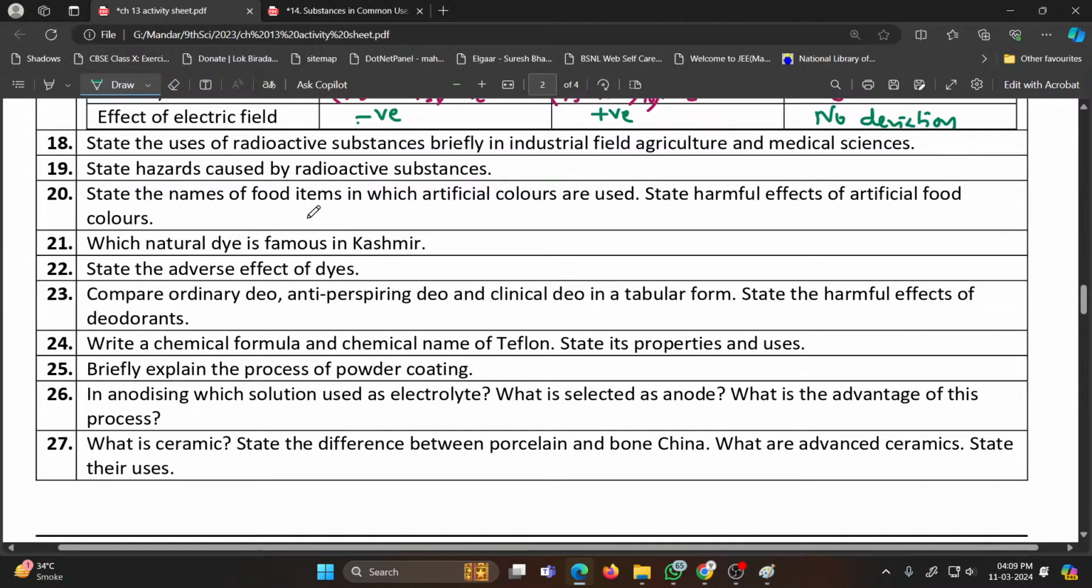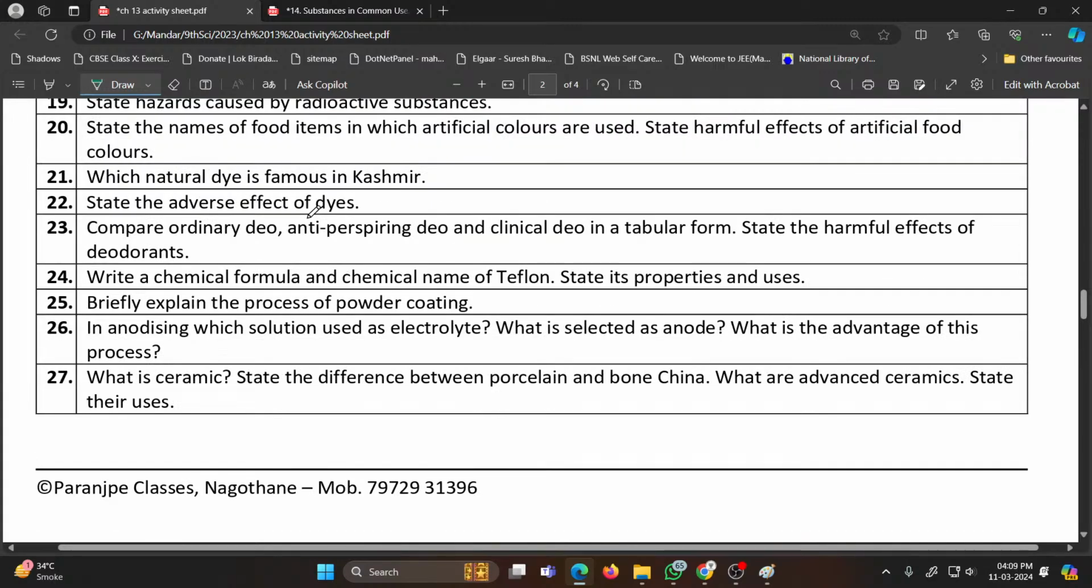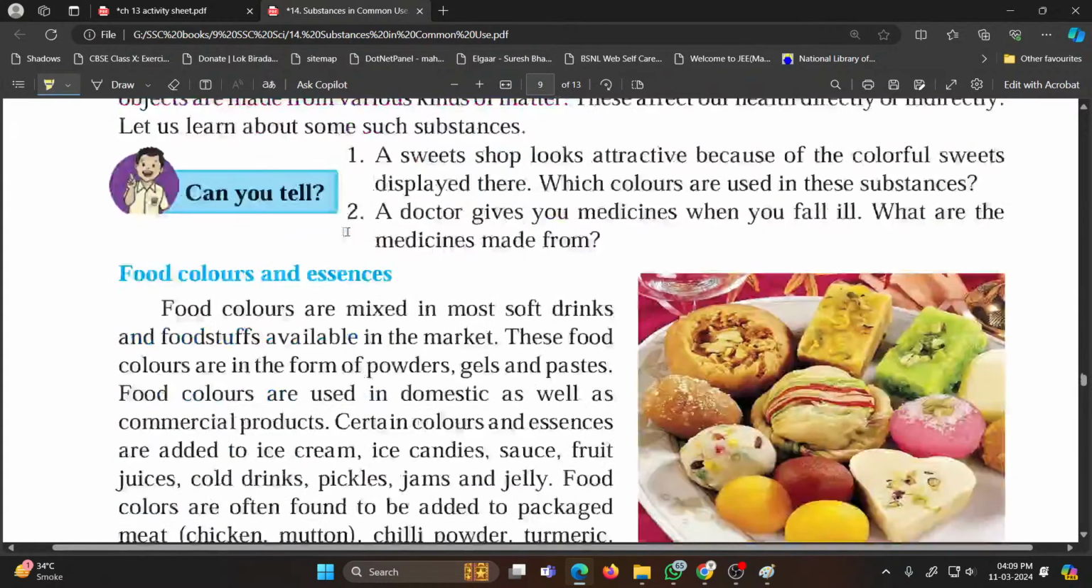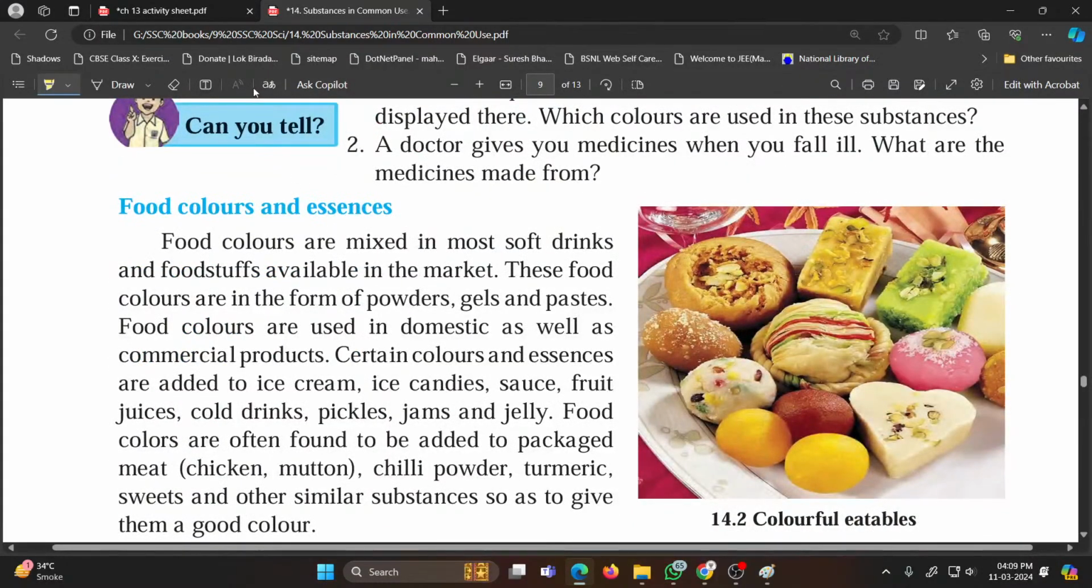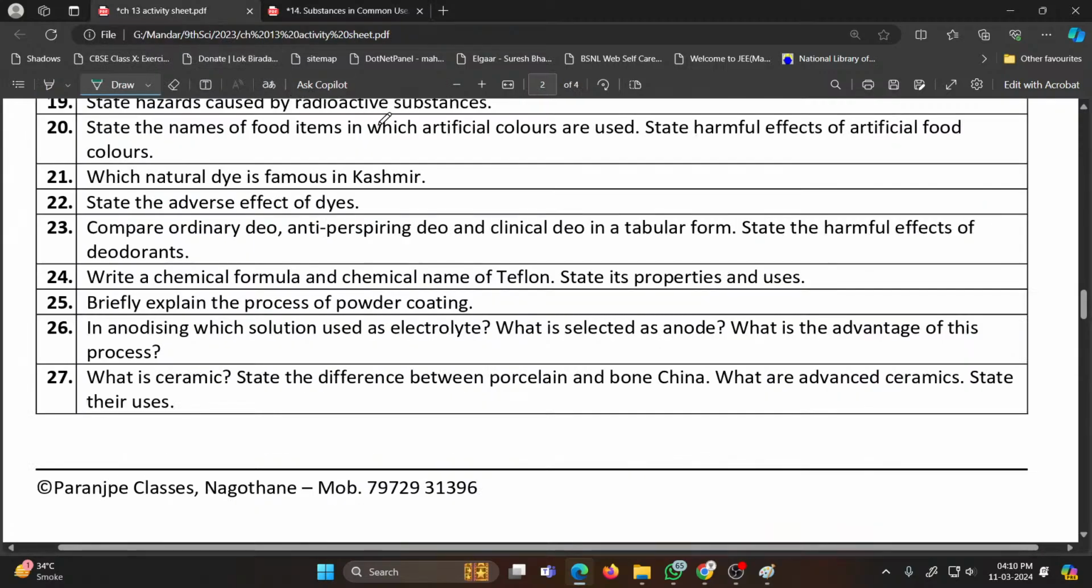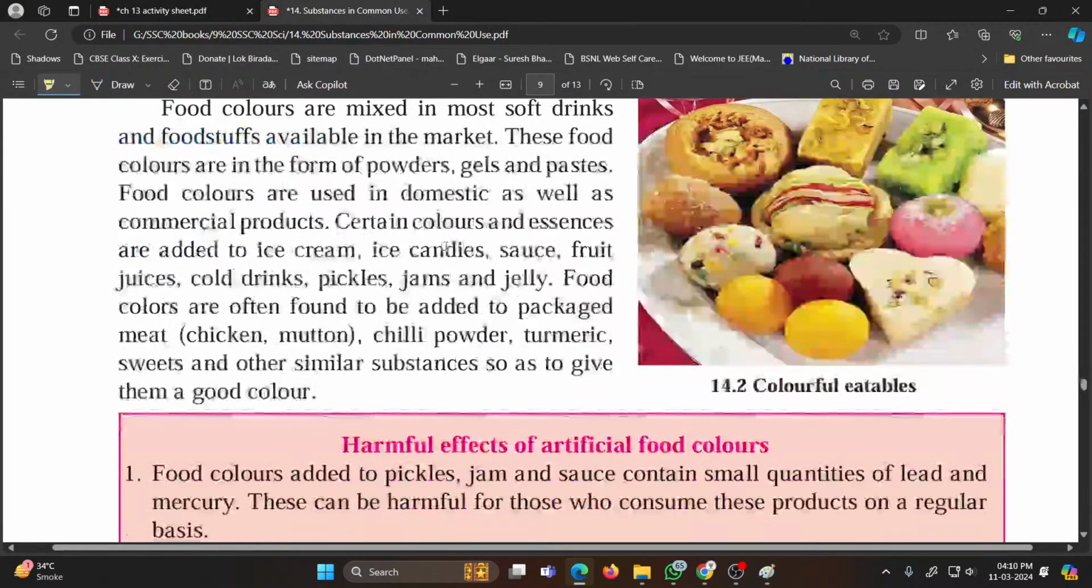State the names of food items in which artificial colors are used. State harmful effects of artificial food colors. So the food items in which the artificial colors are used.